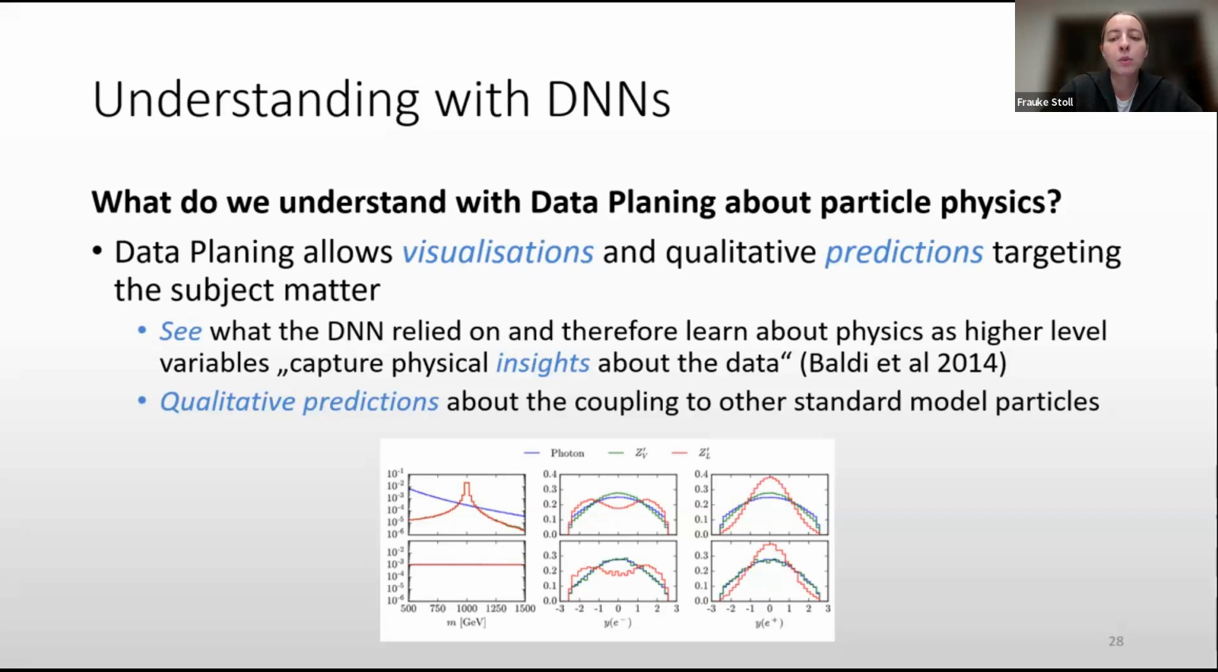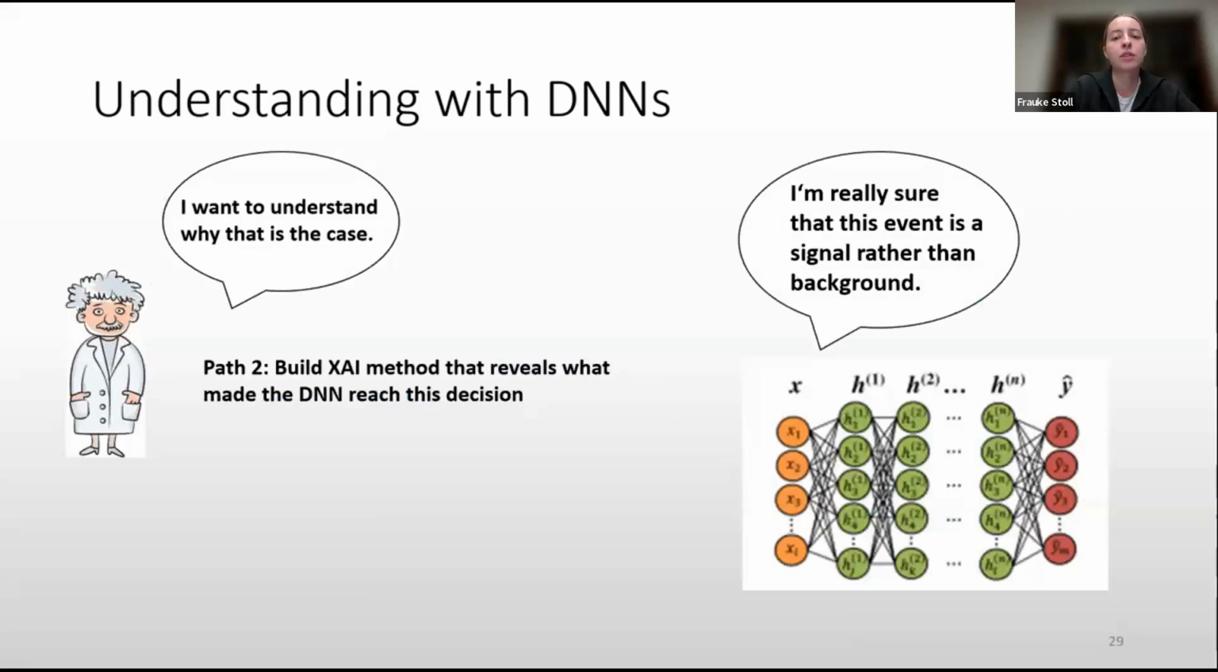So we learned what variables are responsible for the difference in signal and background, and we understand qualitatively how new particles couple to other ones. And to go back to our scenario, now you don't have a meteorologist that tells you something, but you have a DNN whose output says that it's really sure that this event is a signal rather than a background. And you as a physicist now want to understand why that is the case. And of course, you can't just ask the DNN like you did the meteorologist, but you can build an XRI method that reveals what made the DNN reach this decision.